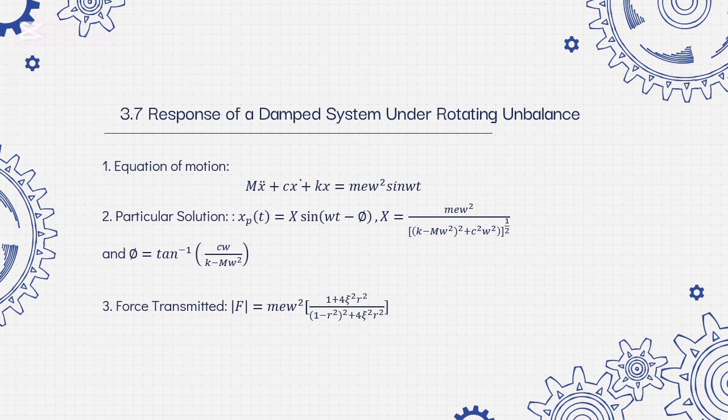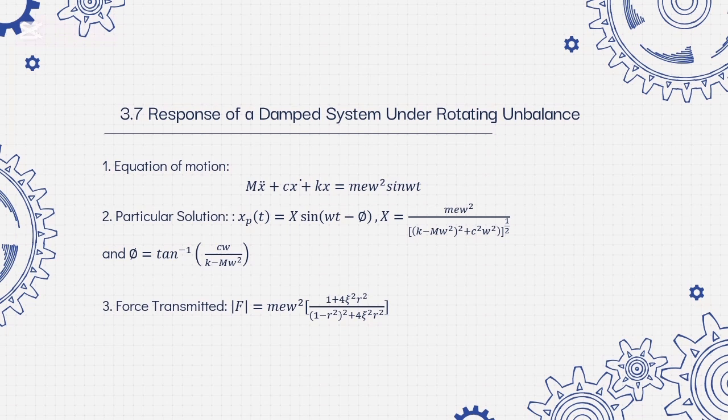The phase angle determines the lag between the system's motion and the excitation force, varying with frequency. At low frequencies, the system follows the excitation closely, while at resonance, the response is amplified significantly, especially when damping is low. At high frequencies, the displacement decreases, and the system moves out of phase with the excitation. This analysis is crucial for designing rotating machinery to minimize excessive vibration and ensure stable operation.